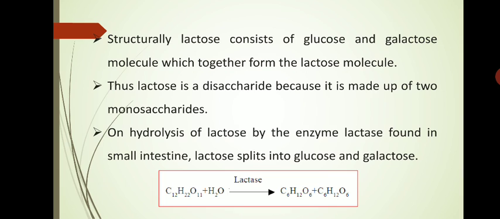On hydrolysis of lactose by the enzyme lactase found in the small intestine, lactose splits into glucose as well as galactose. So lactose is the principal sugar, and basically it is a disaccharide made up of glucose and galactose. The enzyme lactase brings about the breakdown of lactose.